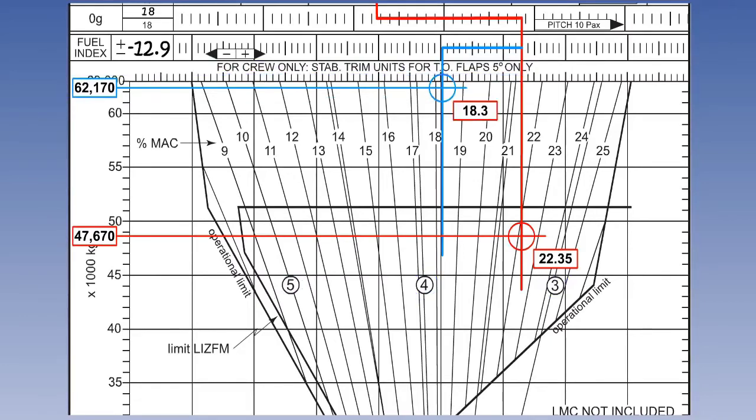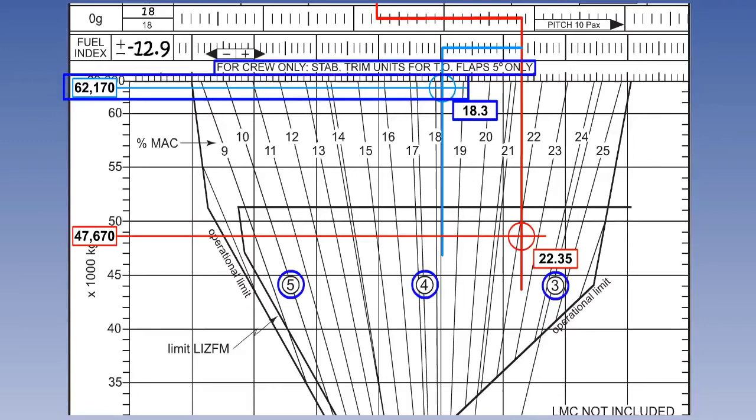The takeoff stabilizer trim setting for flap 5 degrees is established inside the centre of gravity envelope under the heading "For Crew Only, Stab Trim Units for Takeoff, Flaps 5 Only". This is achieved by using the takeoff centre of gravity position and where it intersects somewhere between the figures circled 3, 4 and 5 in the envelope.